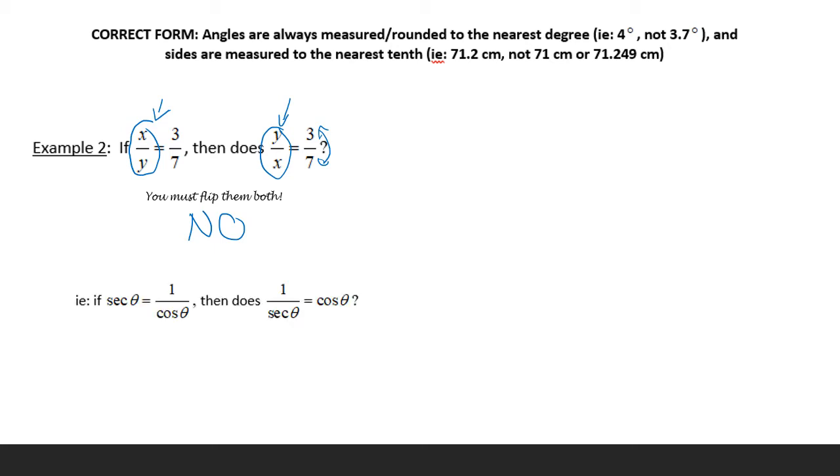In other words, if we already know secant is 1 over cos theta, we have that from the front of our page here. If secant is 1 over cos theta, then is this true? Is 1 over secant the same as cos theta? So we flipped this one, right? Secant is now 1 over secant. We flipped that one. Did we flip this side here? Did this side get flipped? Yes, it did.